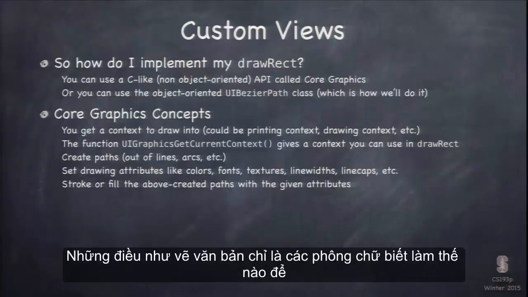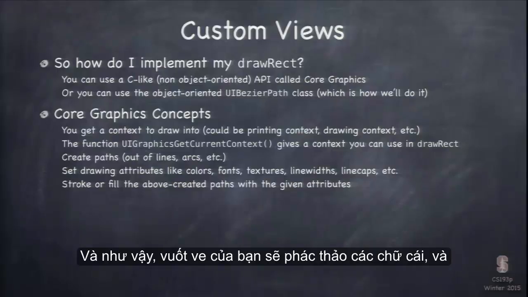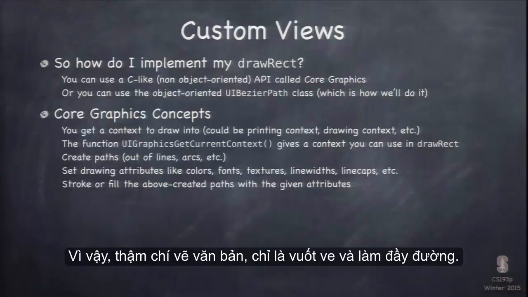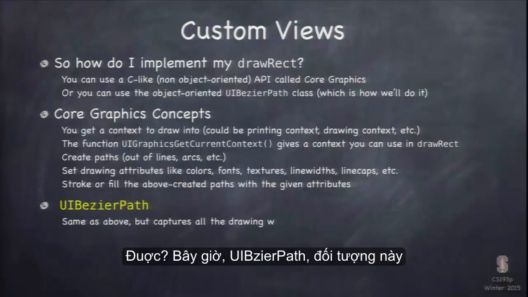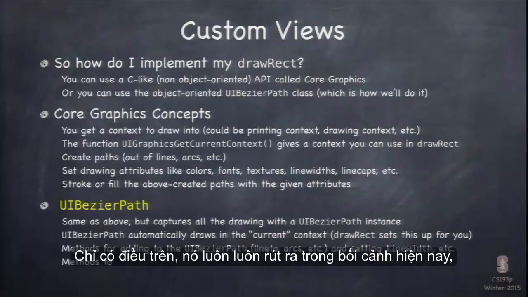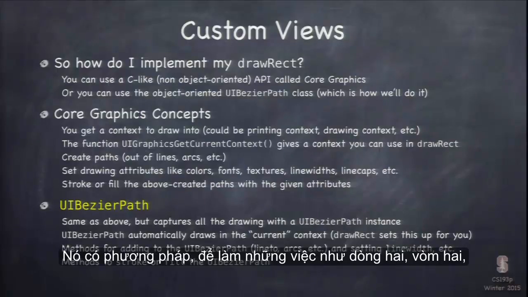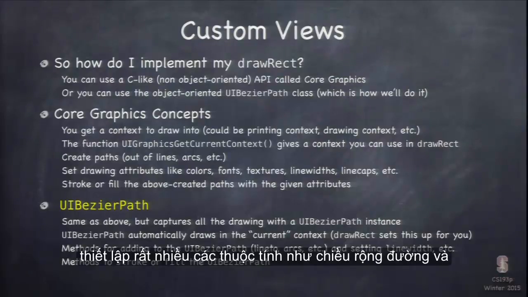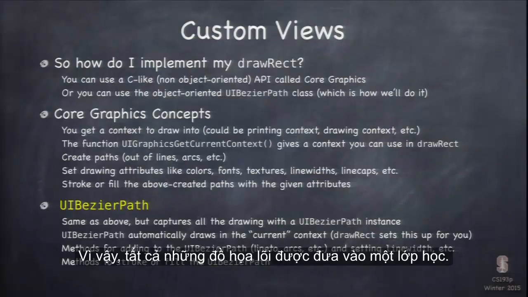Things like drawing text is just that the fonts know how to have the perfect path to draw beautiful letters. And so your stroking would outline the letters, and filling fills in the letters, okay? So even drawing text is just stroking and filling paths. Now UIBezierPath, this object-oriented thing on top, always draws in the current context. You don't have to worry about context. It has methods to do things like line(to:) and arc to build the path. It also has methods for setting a lot of these attributes like line width, and it has methods to stroke and fill. So it combines all those Core Graphics things into one class.